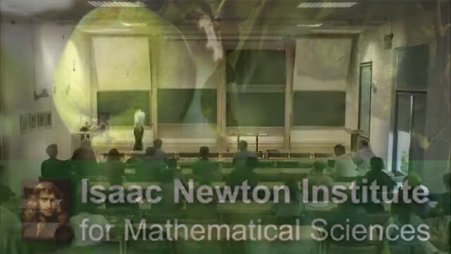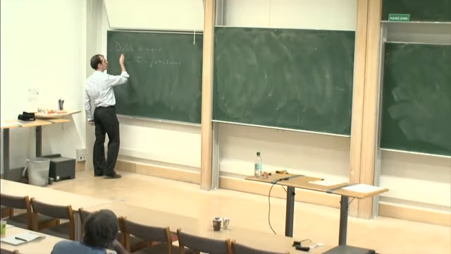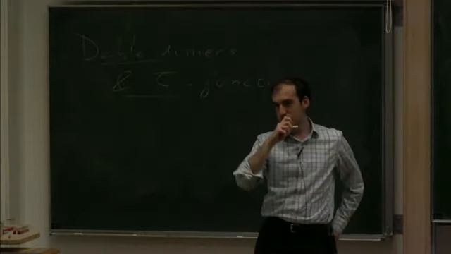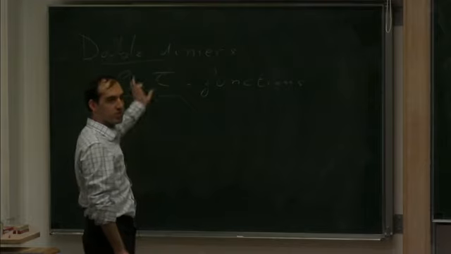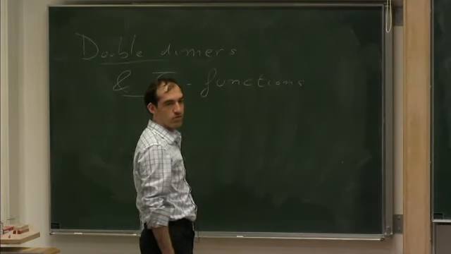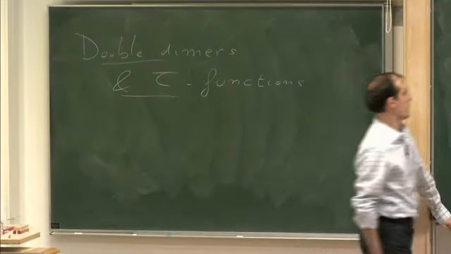So today I'd like to discuss a few things about double dimers and some, in a sense, very classical but quite beautiful and maybe not so well known in these circles notions from integrable systems and how these relate to combinatorial limits. So I'm going to start with.